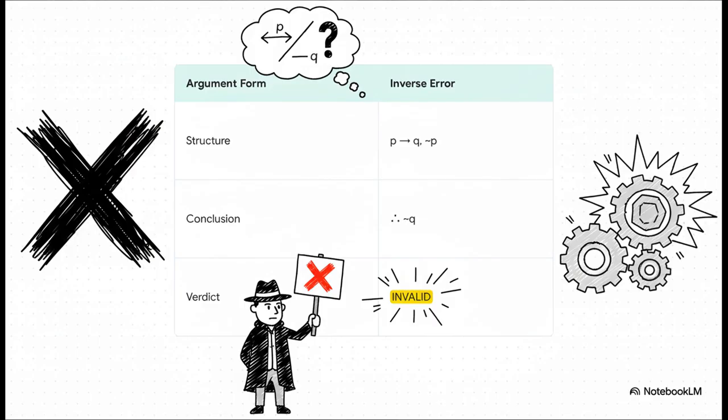This is another one of those common fakes, and this one's called the inverse error. Remember the inverse we talked about earlier? This argument uses that same flawed logic. It says if P then Q, then it tells you P is false, and from that it tries to conclude that Q must also be false. But the original statement never said anything about what happens if P isn't true. So this is another imposter argument.